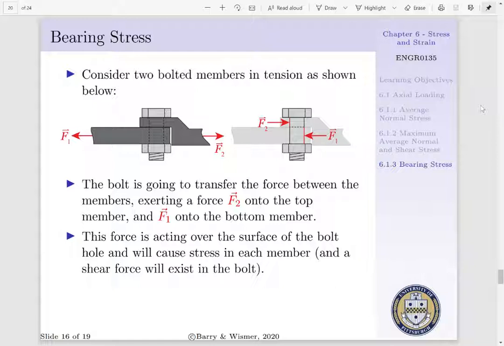And by Newton's third law, our bolt is going to exert a force F2 onto our top member, as shown by the red line, and F1 on the bottom member, as shown by the red line. Now this force, F1 or F2, is going to be acting over the surface of the bolt hole within each of these members. And this force is going to cause a stress in each of these members. Additionally, these forces will cause a shear force and subsequently a shear stress in the bolt.